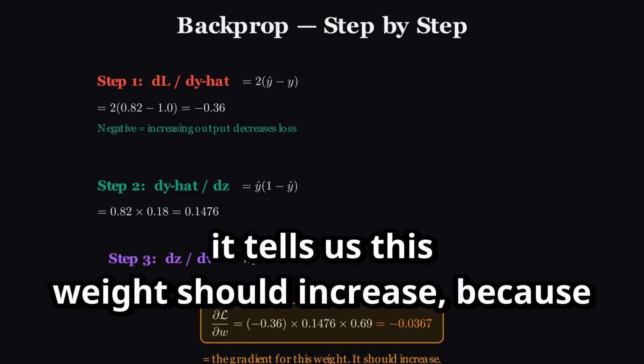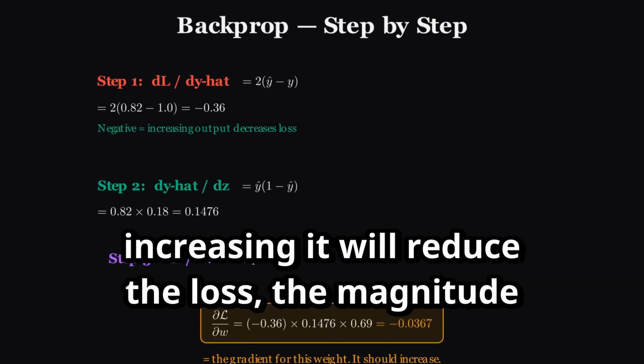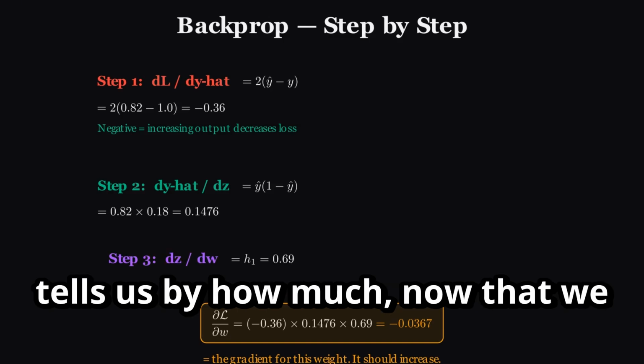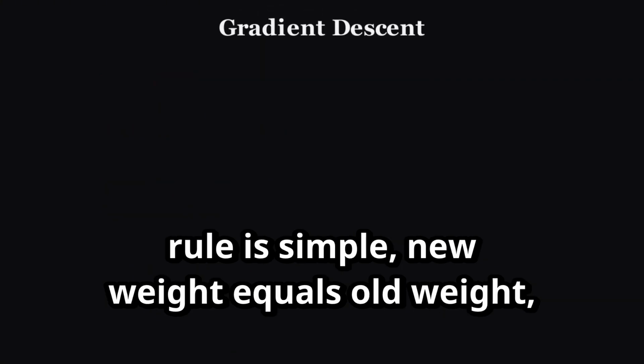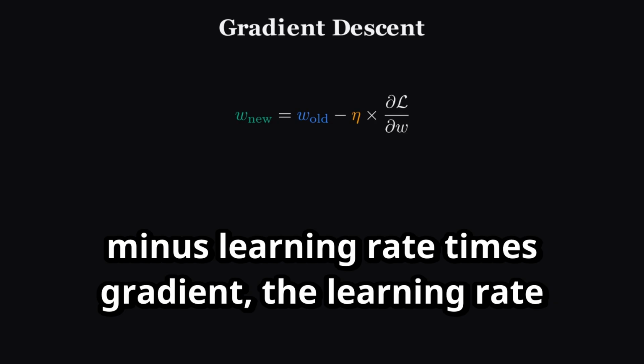It tells us this weight should increase, because increasing it will reduce the loss. The magnitude tells us by how much. Now that we have the gradient, we update the weight. The rule is simple. New weight equals old weight minus learning rate times gradient.